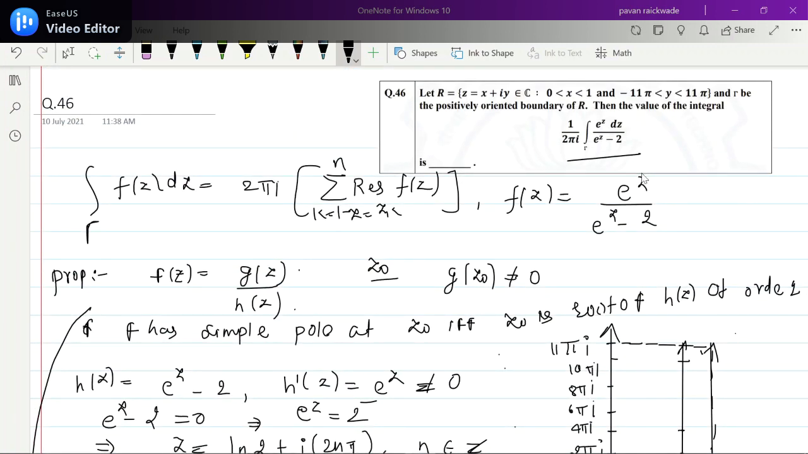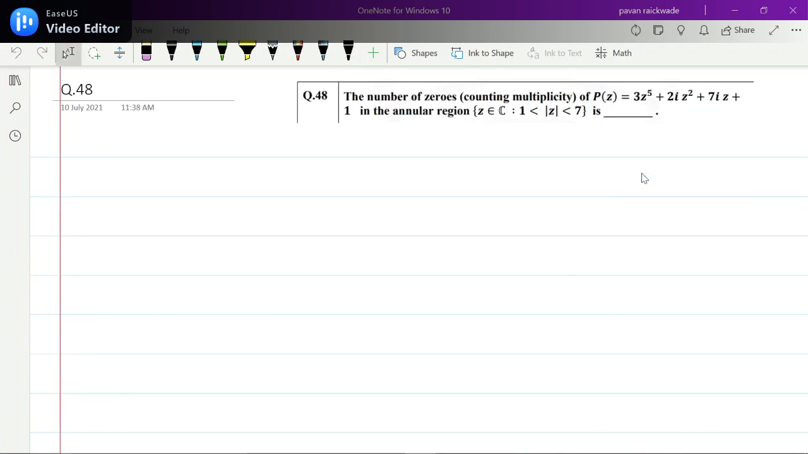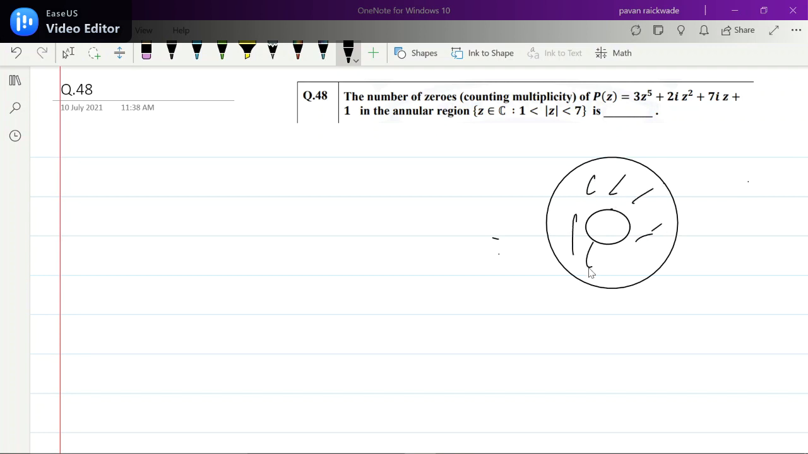Okay. So let's move on to the next question now. We have to find the number of zeros, counting multiplicity, of this polynomial in the annular region with modulus from 1 to 7. This is the circle |z| = 1, and this is the circle |z| = 7. So we have to find the number of zeros in this region.